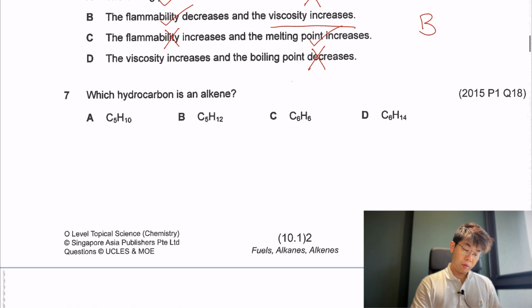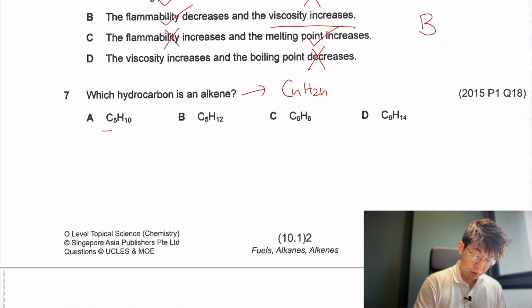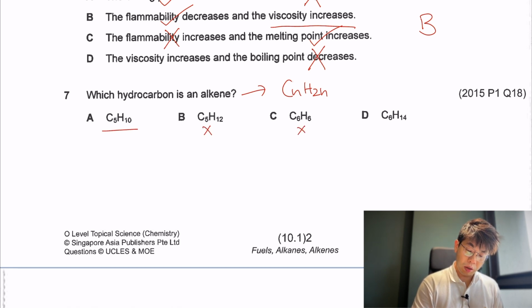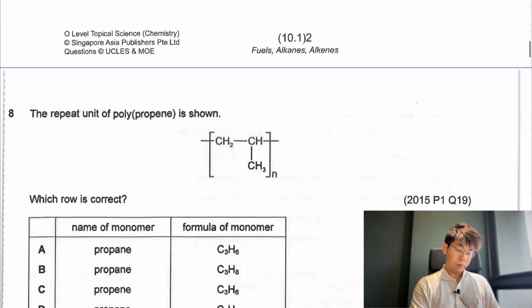Right, alkene. So let's think about it. So alkene has a general formula of CnH2n. So let's look at the formulas. So A looks like alkene, B is not, C is not, and D is absolutely not. So the answer for 7 is A.